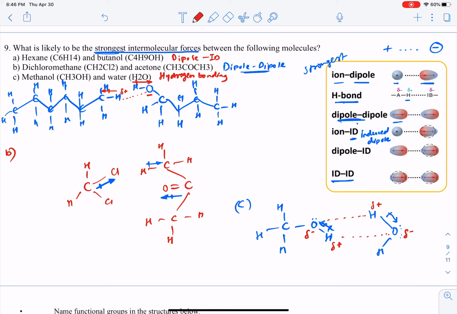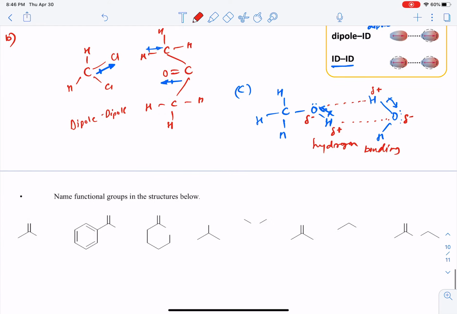Now you might ask why there is no hydrogen bonding in question B. Here the chlorine atom and the oxygen atom are not connected to a hydrogen. They are connected to chlorine and carbon, so we can't have hydrogen bonding. So it will be hydrogen bonding, and this will be dipole-dipole, and this is dipole-induced dipole. Okay, moving to the next question.